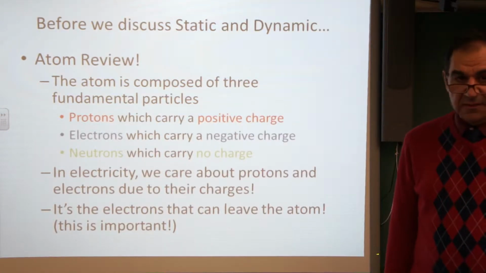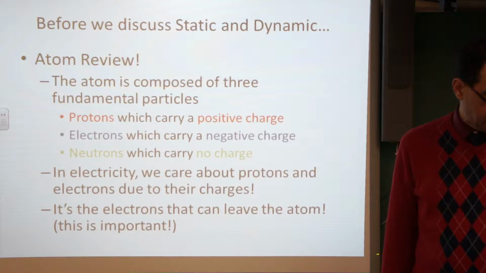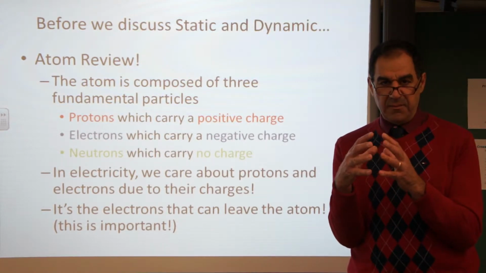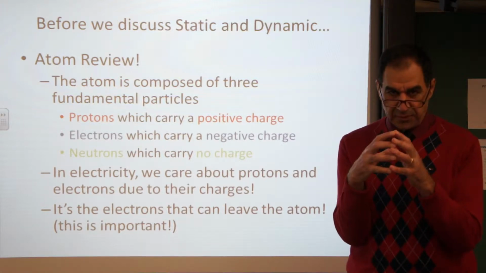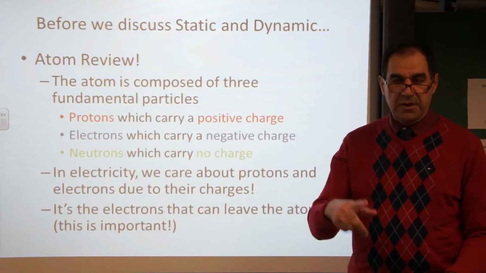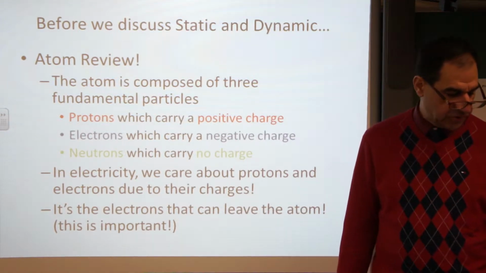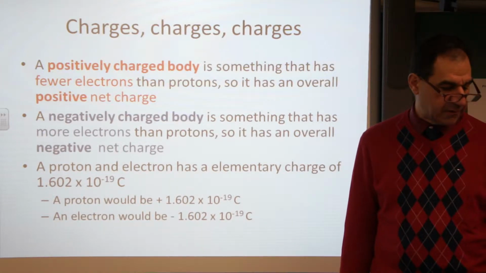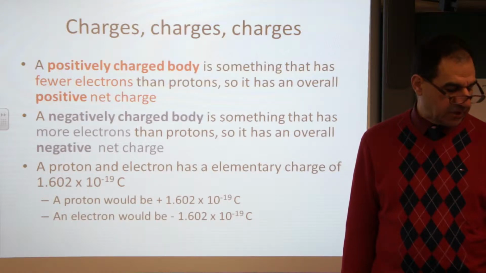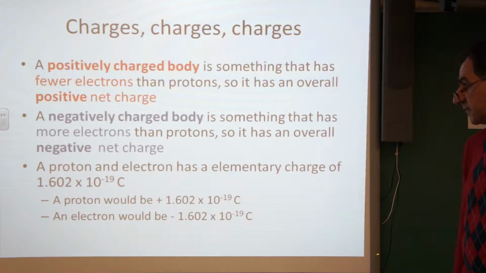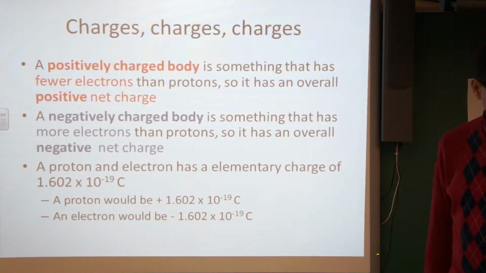As a review in the periodic table, we must understand how the atom is constructed. It's composed of a nucleus, which contains neutrons and protons, and then it's orbited or circulated by electrons in shells. A positively charged body is something that has fewer electrons than protons, so it has an overall positive net charge, while a negatively charged body is something that has more electrons than protons, so it has an overall negative charge.